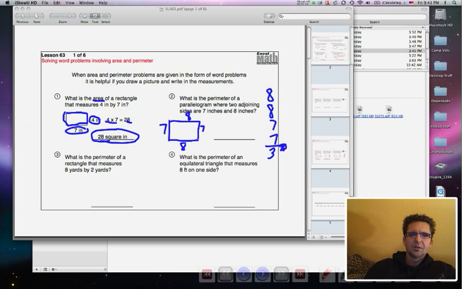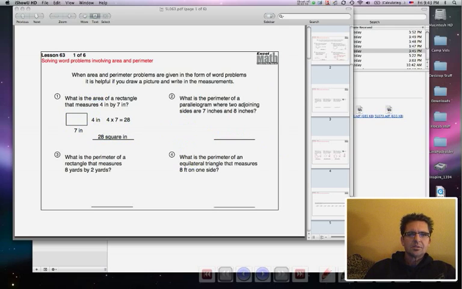And so when we add up 8, 8, 7, and 7, we get 30. Not a very good zero there. And the answer is 30 inches. Don't put square inches because we're measuring the distance around the shape. There are no squares going around the shape there. All right, why don't you try 3 and 4 and pause the video, turn it back on when you're ready to see the solution.